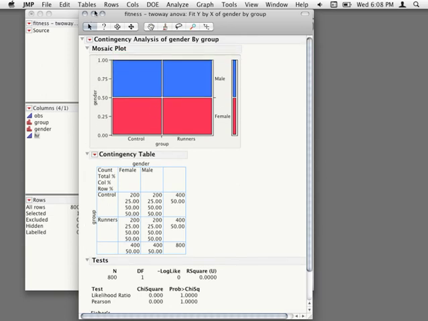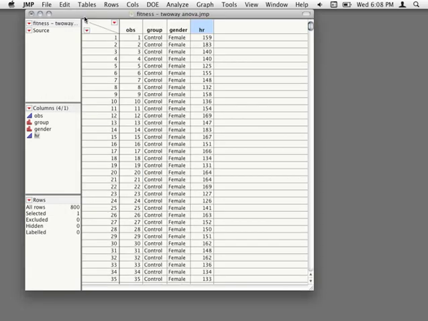So for now, everything looks fine. We have equal numbers in all of our cells, which is great for us, especially if we have any violations. This is going to protect the F test from being unduly influenced by any violations that are out there. So we can close that.